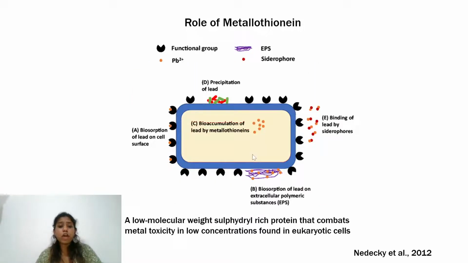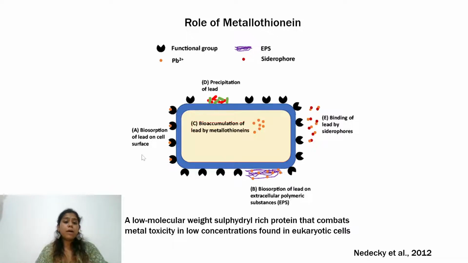So this is how metallothionein works, how bioaccumulation of lead by metallothioneins happens. This is how metallothioneins help in bioaccumulation of lead, thereby preventing lead toxicity. So we can also use this in places contaminated with lead, like soil contaminated with lead, or water that is contaminated with lead, and we will be able to contain the lead contamination in that particular place using metallothioneins.